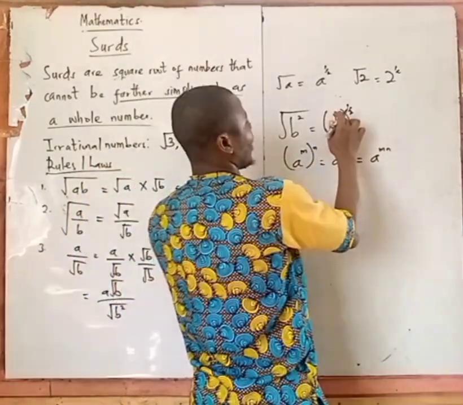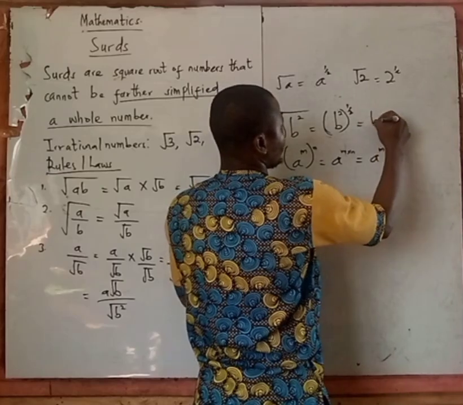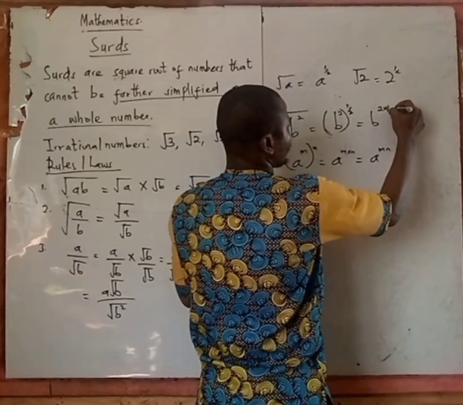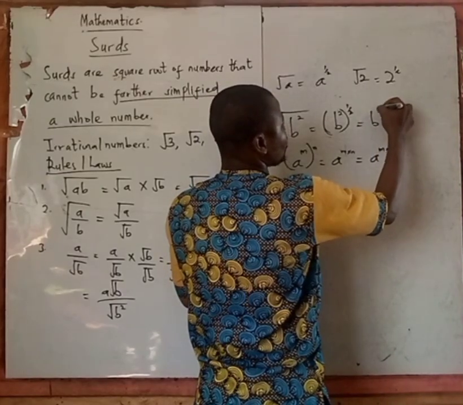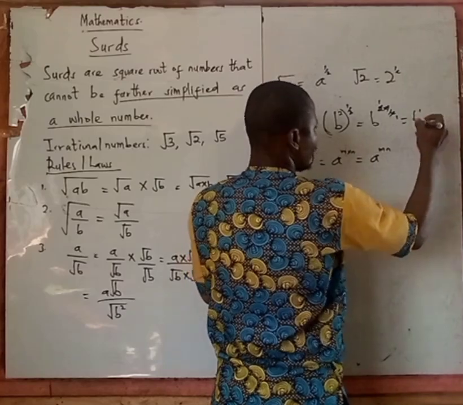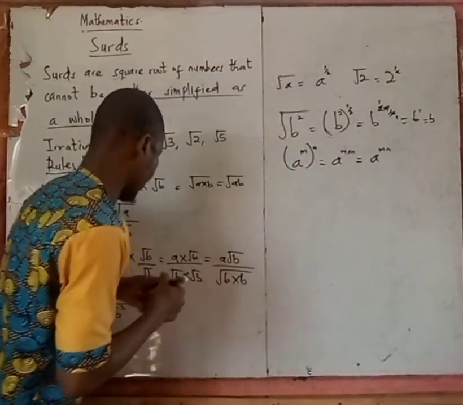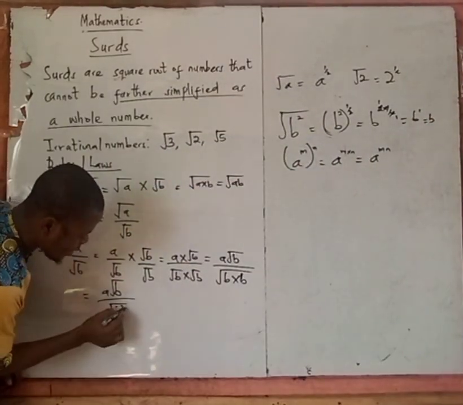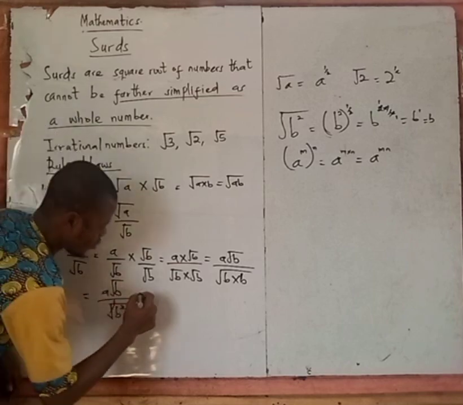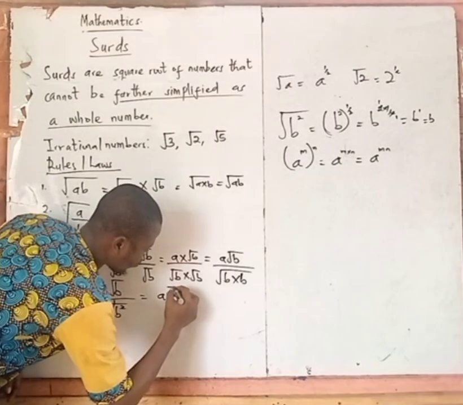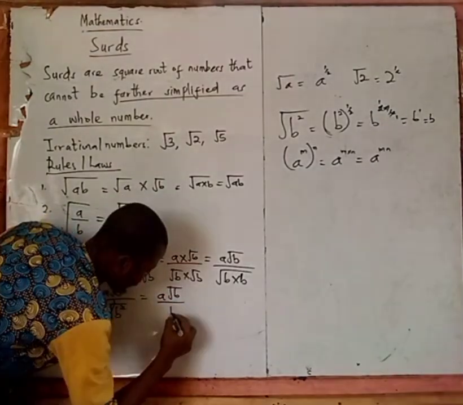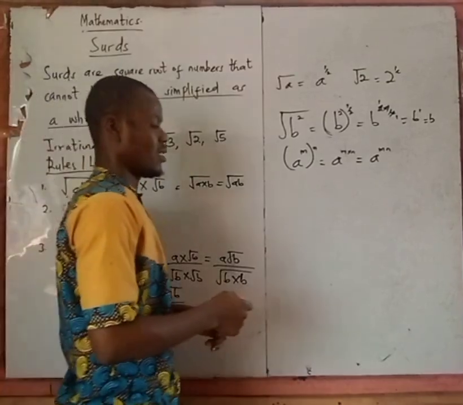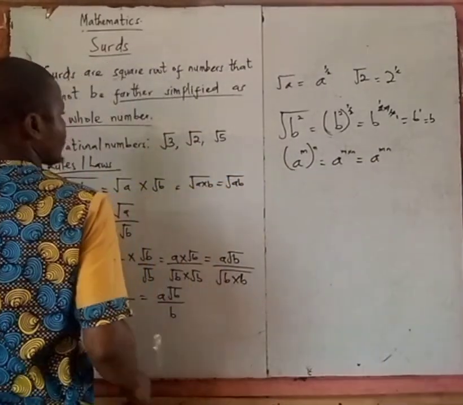So in this case, I'm going to multiply 2 times 1 over 2. It will give us b raised to the power 2 times 1 over 2. 2 into 1 over 2 is 1, eventually giving us b raised to the power 1. That is b. So in this case, the square will cancel out the root, which will give us root b over b. So this is our final answer.